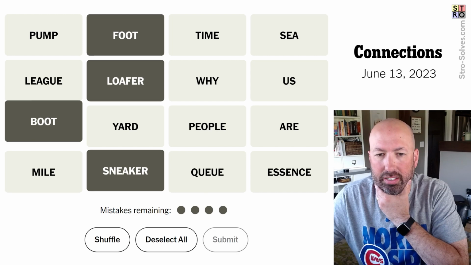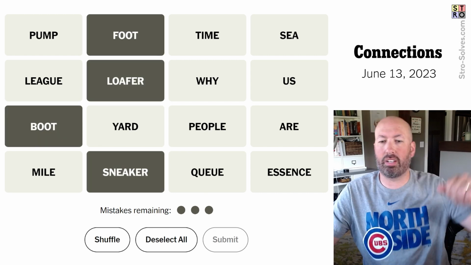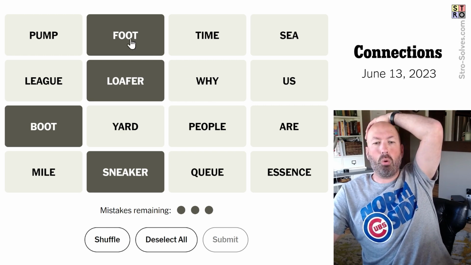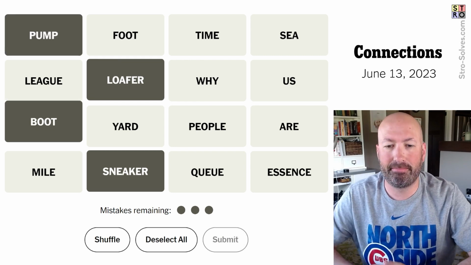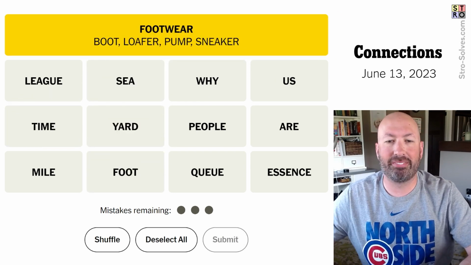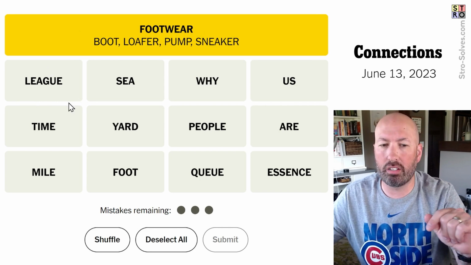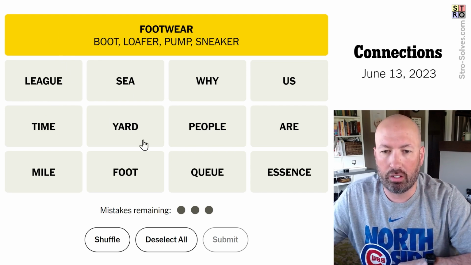I'm gonna hit submit. Oh, so that was a mistake. Okay, so it's not boot, loafer, sneaker, and foot. Oh, pump, of course, a pump is a shoe. There we go. Okay, and that's the easy one, I think. So I don't think the colors are gonna be a problem because you don't necessarily need to know the colors. It's just kind of grouping them into the colors.